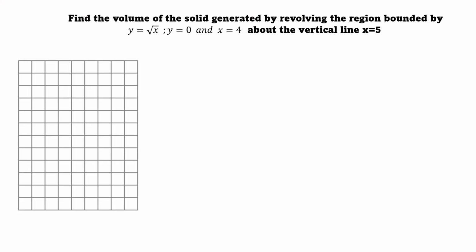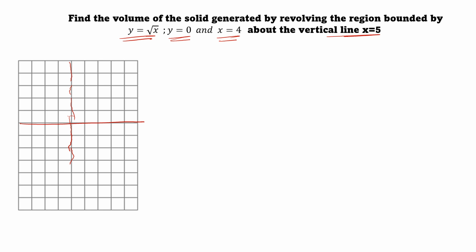Okay, so find the volume of a solid generated by revolving the region bounded by y equals root x and y equals 0, where x equals 4, about the vertical line x equals 5. So I would prefer if we just sketch the graph to understand it. But once you understand this, if they are not asking you to sketch the graph, no need to sketch the graph.